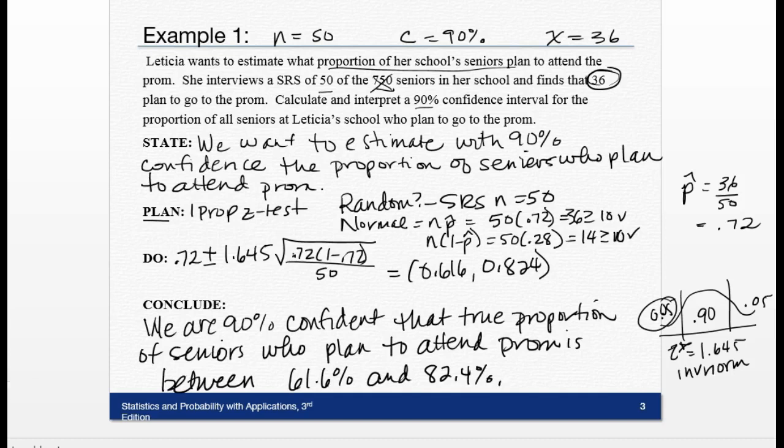So the state, plan, do, conclude, that gives you an outline on how you answer these questions each time they're asked. Okay, if it says to calculate and interpret it, that means you got to do all 4 steps. All right, now, example, back to our notes.